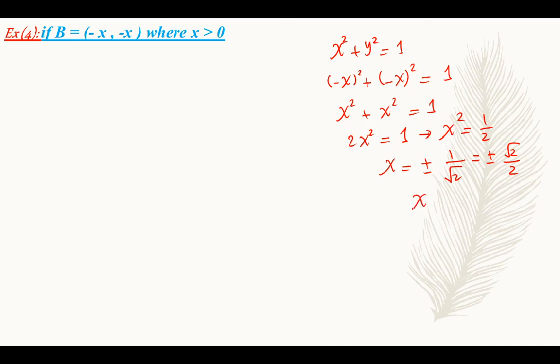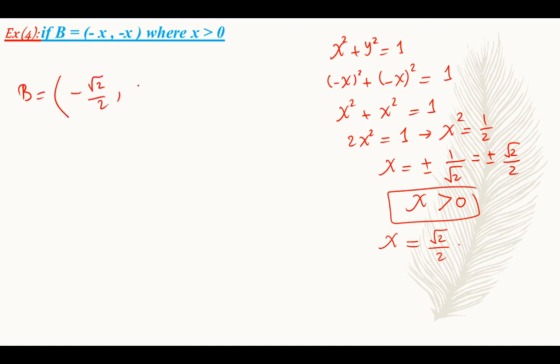But here x is bigger than 0. This is given in the problem, that x is bigger than 0. So we will choose that x equals root 2 over 2. So x equals root 2 over 2. So we can write B now. B equals negative x and negative x. So it will be negative root 2 over 2 and negative root 2 over 2.